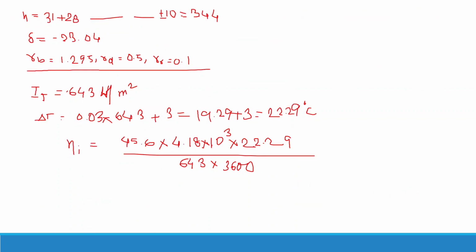So this is what is basically joule per second. So multiply it with 3600, so it will give for hour. So it comes out to be around 45.6 into 4.18 into 22.29 divided by 643 divided by 3600. So I think it's something 45.6 into 4.18 into 22.29 divided by 643. This is 44.21.